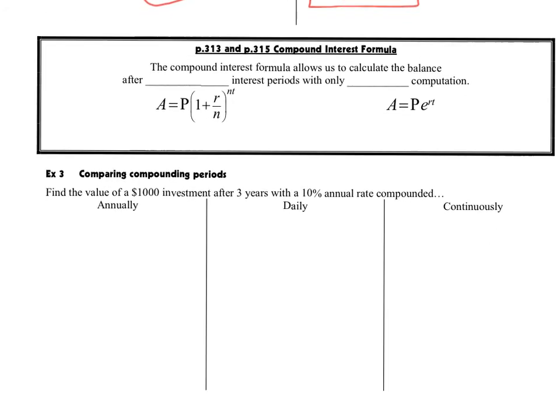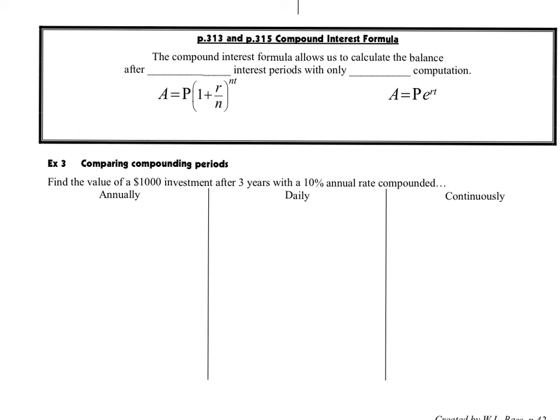So what we can use instead are these compound interest formulas. The real value of these compound interest formulas is that it's going to allow us to calculate our balance after multiple interest periods, okay, after multiple interest periods with only one computation. So, for example, up above, if we wanted to know the balance after a year, instead of having to calculate the interest 4 separate times after each individual quarter, we could just do one computation for the whole year for that compounding quarterly.